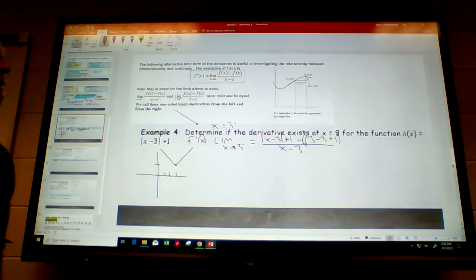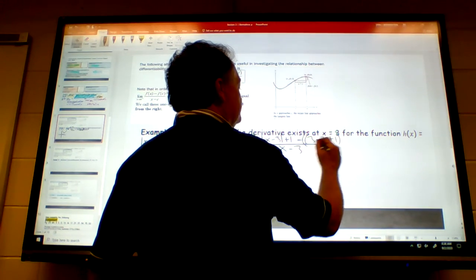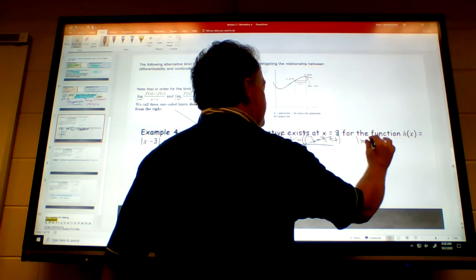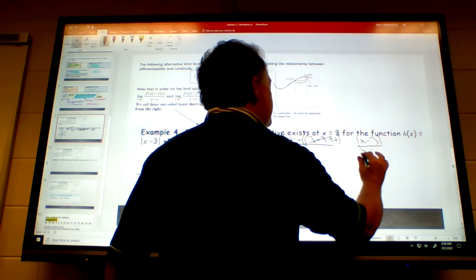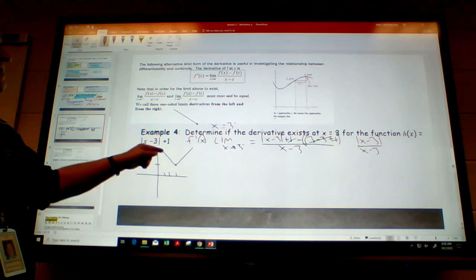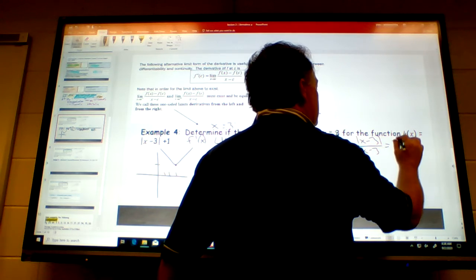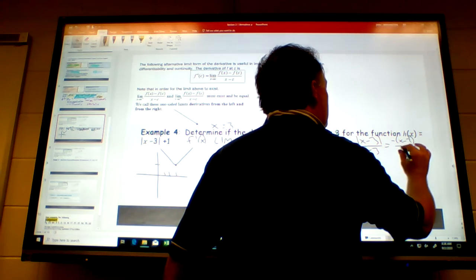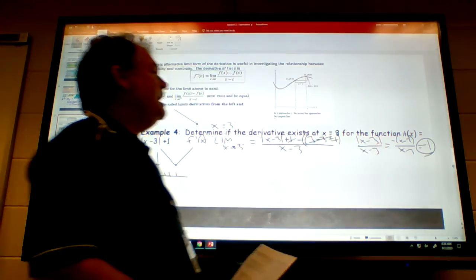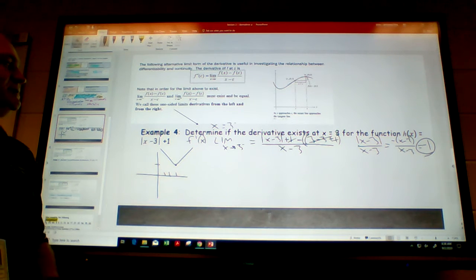Okay. Now, here's what happens. All right. These 3's will cancel, and these 1's will cancel. So we're going to be left with x minus 3 over x minus 3. Now, you got to remember this. The slope from the negative side is going down, so it's going to be negative. So this is going to actually be negative x minus 3 over x minus 3, which means the slope or the limit is negative 1. And the reason why that's negative is because if you look at 3 from the left side, it's going down.